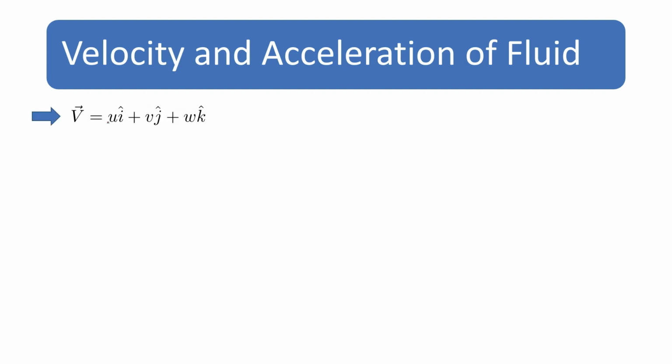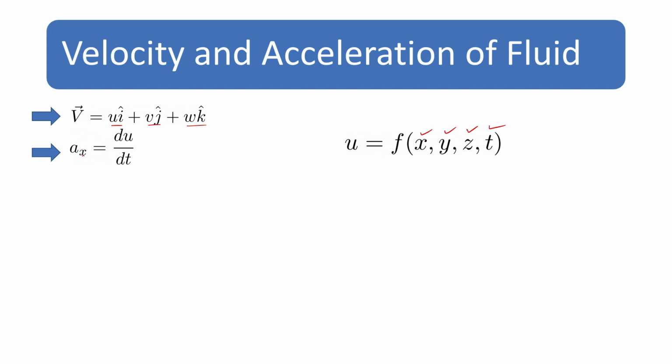Velocity of a fluid can be written as capital V is equal to ui plus vj plus wk. So u is the component of velocity in x direction, v is the component of velocity in y direction, and w is the component of velocity in the z direction. And i, j, k are the unit vectors in x, y, and z respectively. Now, this velocity in x direction is a function of x, y, z, and time.